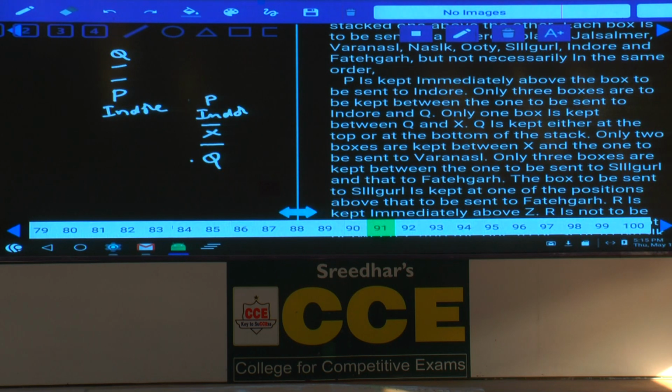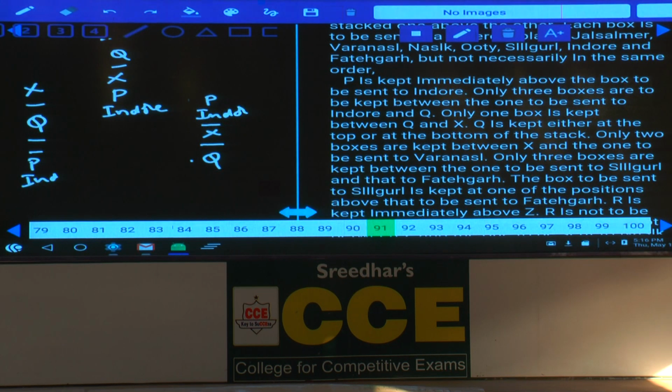Then again coming to this one. Only 1 box is kept between Q and X. As one box is kept between Q and X, X can be here, or before this one, it is also possible, isn't it? If you count this one, 1, 2, 3, 4, 5, 6, 7, that means Q, blank, blank, P, Indore. Now between Q and X there is 1, and X can be like this, and here X is at this place.